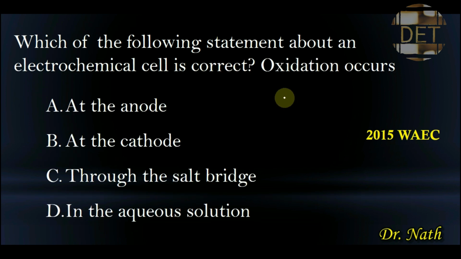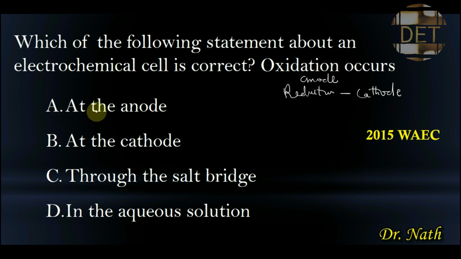Then the next question I have here is a 2015 WAEC question. Which of the following statements about an electrochemical cell is correct? You must know that oxidation occurs at the anode. We've discussed that before. And reduction will occur at the cathode.